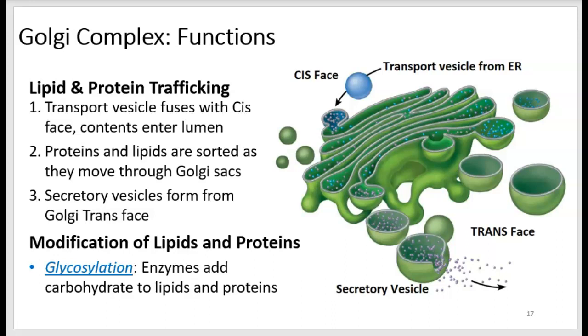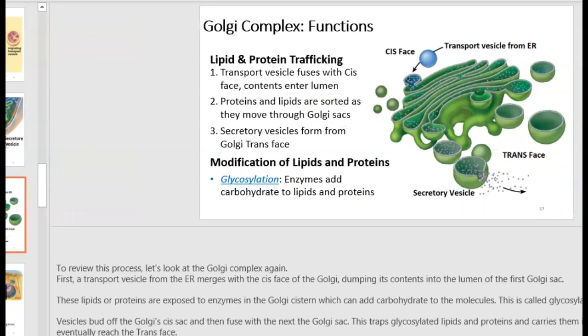Now, these secretory vesicles can move within the cytoplasm to fuse with lysosomes or with the cell membrane. If a secretory vesicle fuses with the cell membrane, its contents will either be attached to the cell membrane or released into the extracellular fluid surrounding the cell.